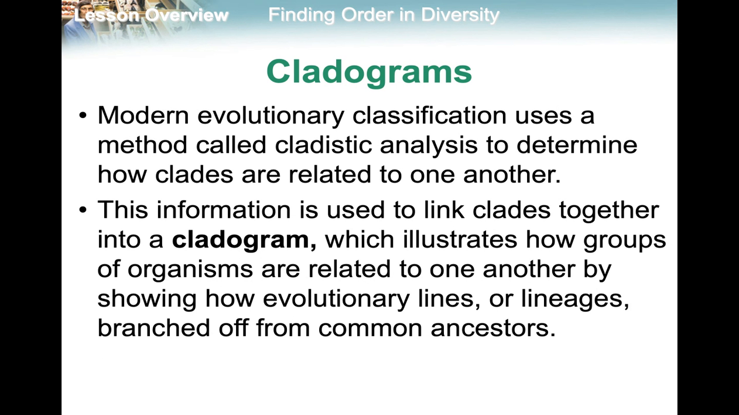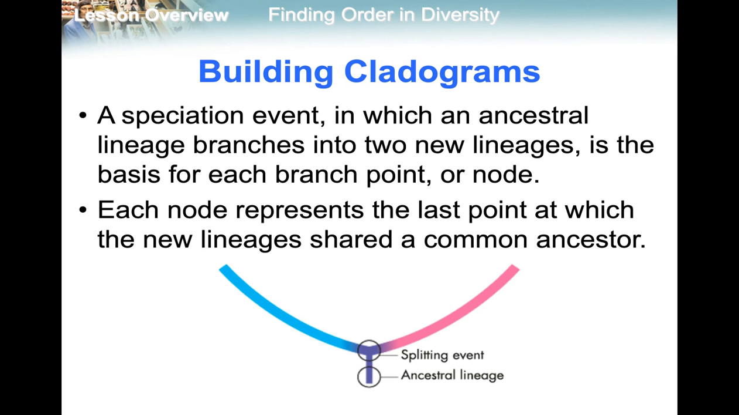Cladograms are a method of determining how clades are related to each other. This information is used to link the clades together into an illustration called the cladogram, and it shows how evolutionary lines can branch off from common ancestors. What you see down there is the building of a cladogram. And what we have is a branch into the different lineages from that branching point, or node. The node represents the last point at which the new lineages shared a common ancestor.